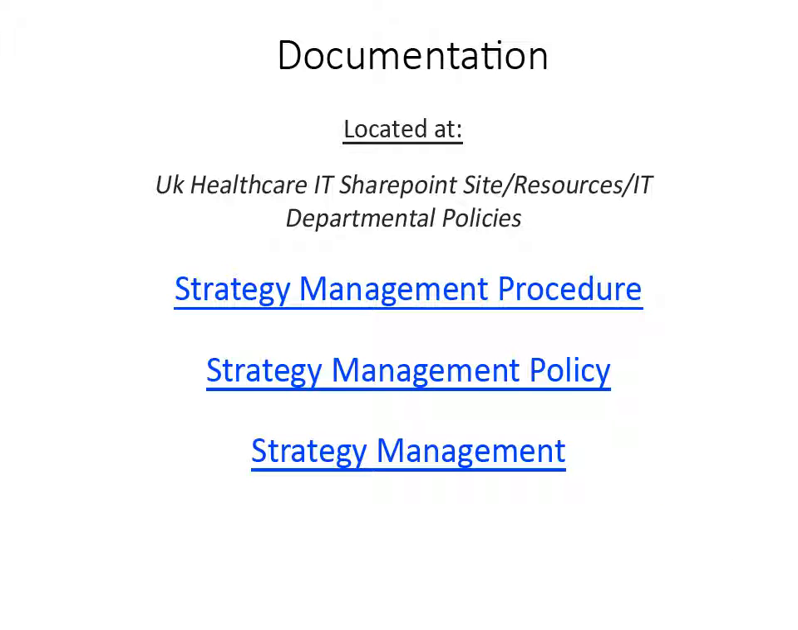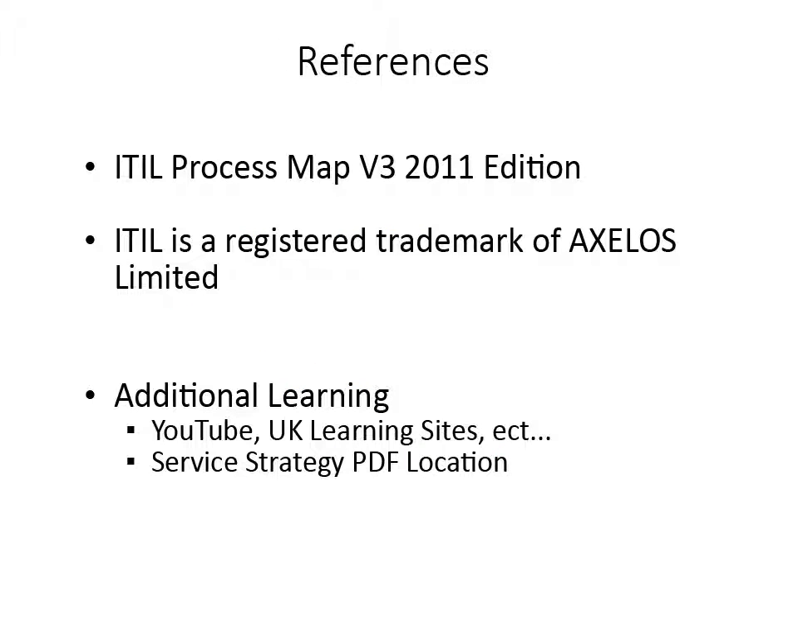For reference, you can find the policy, procedure and process for strategy management by going to the UKHC IT SharePoint site, navigating to resources at the top and clicking on IT departmental policies. The strategies put forward in this WBT are derived from the standards found within the ITIL process documented by the publication listed. In addition, there are resources on YouTube, UK learning sites and UK libraries. The Service Strategy PDF is located on the Collaborative Transformation website for UK Healthcare.